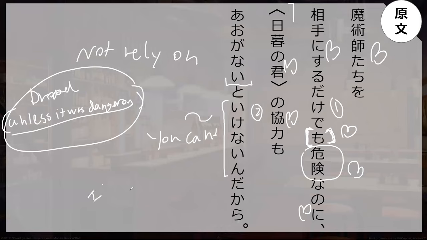Basically, if you must cooperate with the Lord of Twilight, then obviously it's super dangerous. That's how we have to translate it. We have to get all these negatives and turn them into positives. It's hard because it must be super dangerous, in other words. It's already dangerous just working with the magicians. So if you must depend on the Lord of Twilight to work with you, gosh, obviously it's super dangerous.